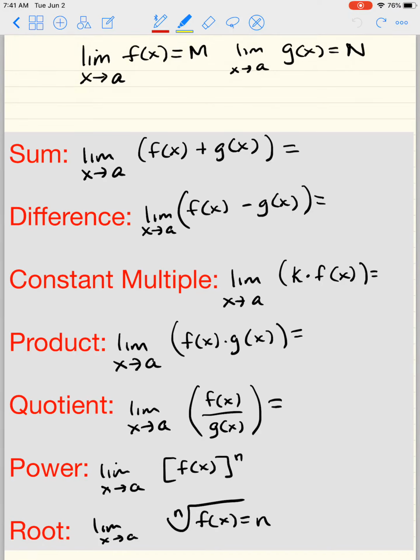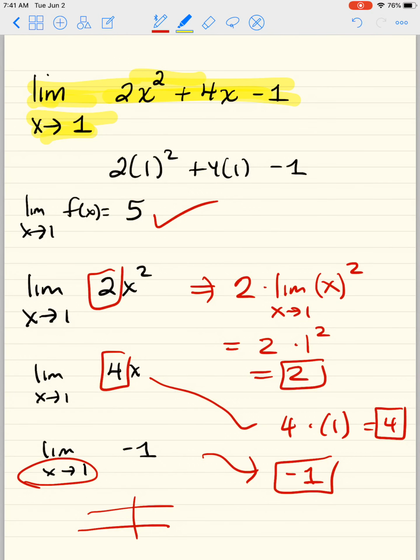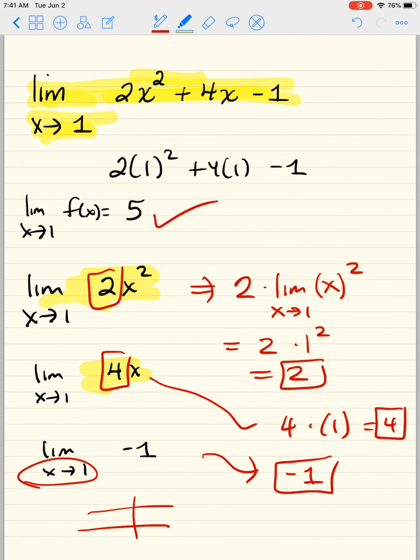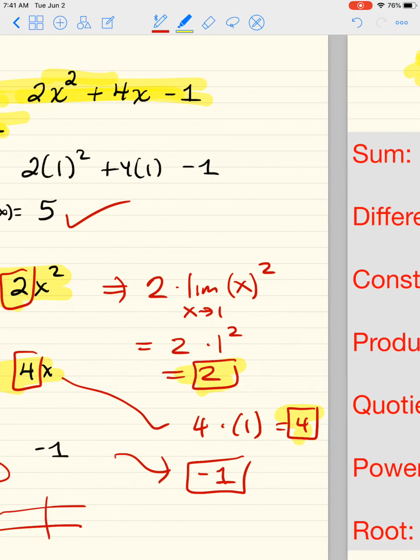In general, if the limit as x approaches a of some function goes off to m, and the limit as x approaches a of some function goes to n, then we can do a few things. Now think of function f of x and g of x just like this, 2x squared and 4x. That's all that is. So just think of it like that. Well, what did we do with this? We took the 2 and we added it with the 4.